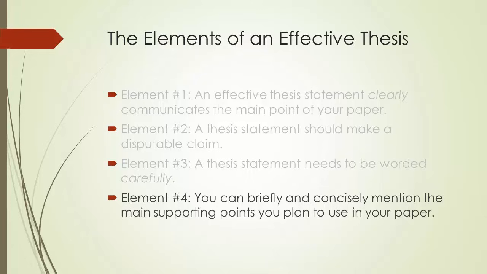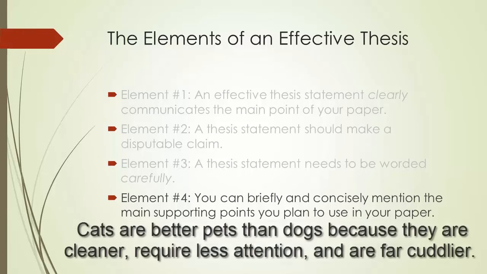Going back to the sample thesis statement discussed earlier, an example of a thesis containing a roadmap would be, "Cats are better than dogs because they are cleaner, require less attention, and are far cuddlier." The first part of this statement contains the actual argument of the paper. The second part of the statement is the roadmap of the thesis. This shows the reader that you plan to use 3 main supporting points to prove your thesis. Cats are cleaner, cats require less attention, and cats are cuddlier.